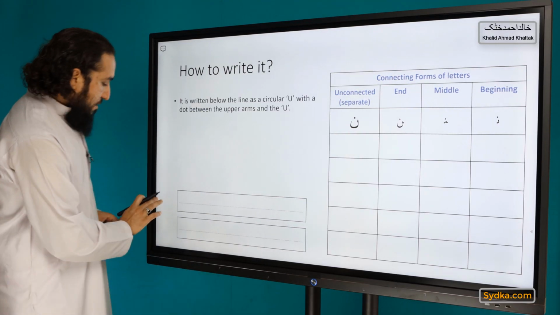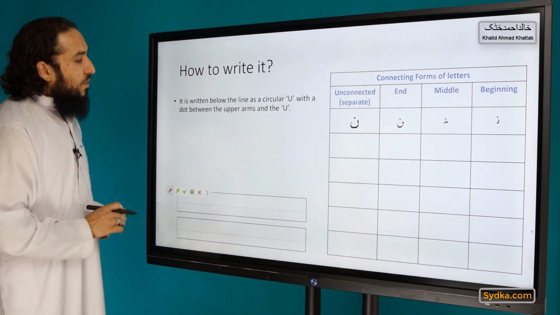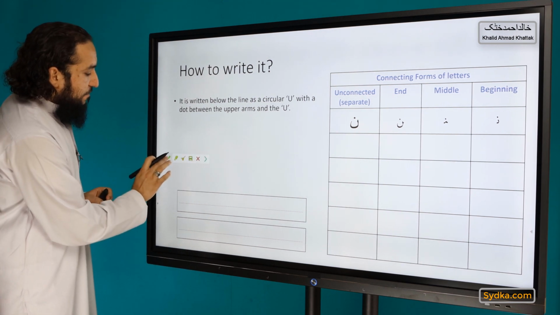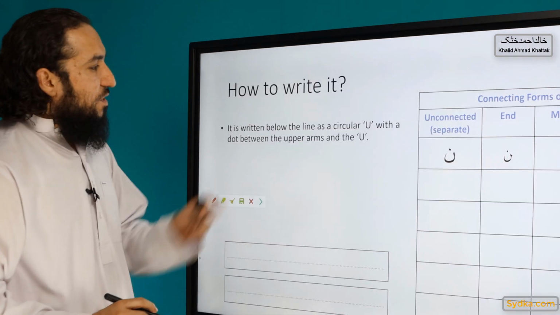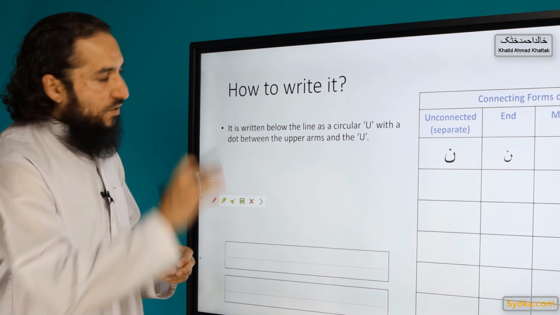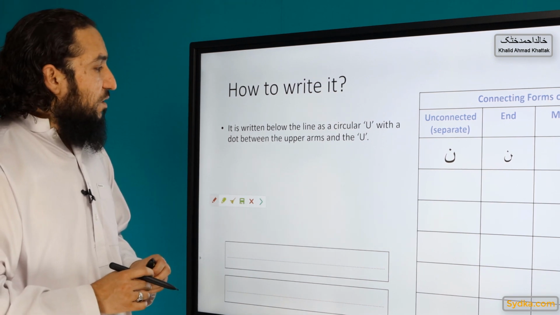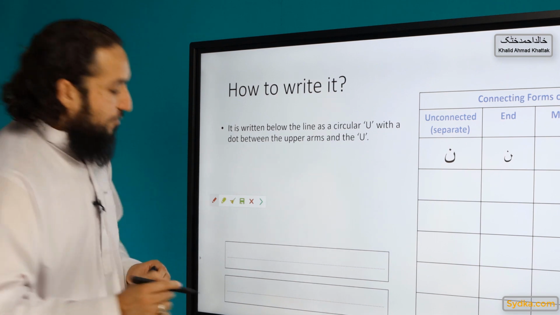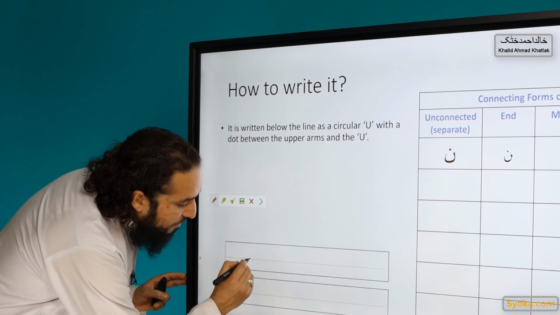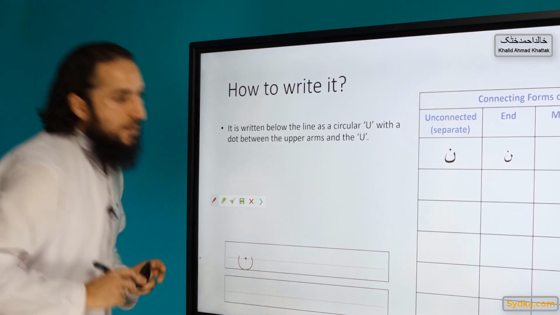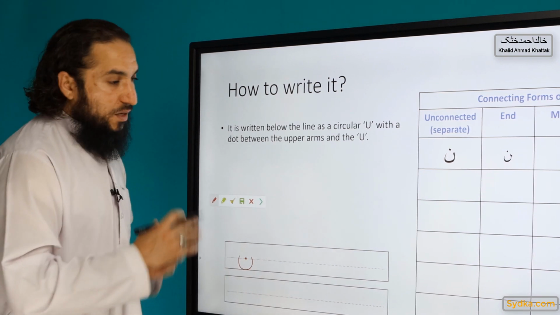How to write it? Let's see. It is written below the line, all of it below the line, as a circular U with a dot between the upper arms. Let me explain it to you. Start from here, and the dot is here. That's how you write it when it is on its own.